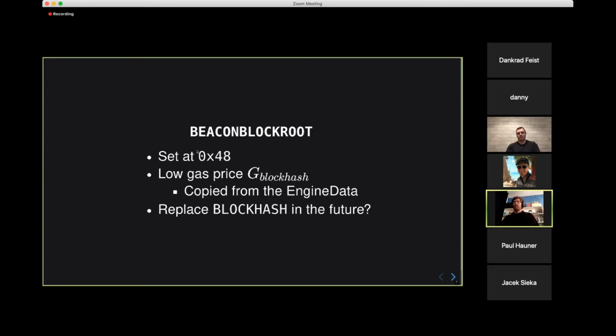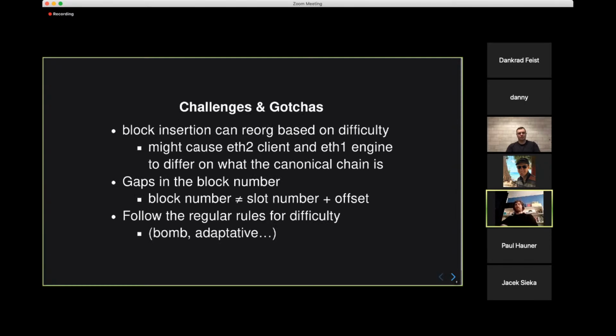Just to summarize this first part, there were a few challenges in creating this thing that people who want to make their own Eth1 engine might be interested in. It's basically the fact that when you insert a block, you might not insert it on the canonical branch, at least from the view of Catalyst. So there can be a reorg, as all the difficulty management is still present in there at the moment.